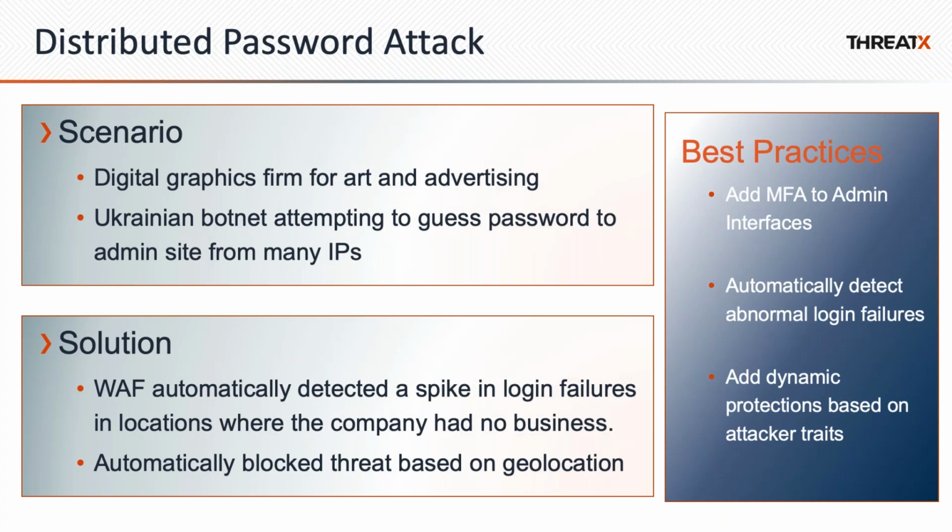And then need to be able to add dynamic protections based on attacker traits. So this is what we were able to do in conjunction with the geolocation, is to be able to look at things that were unique by the attacker's web browser or attempts to impersonate a web browser. So looking for things that were unusual, that were commonalities amongst those attackers, okay?